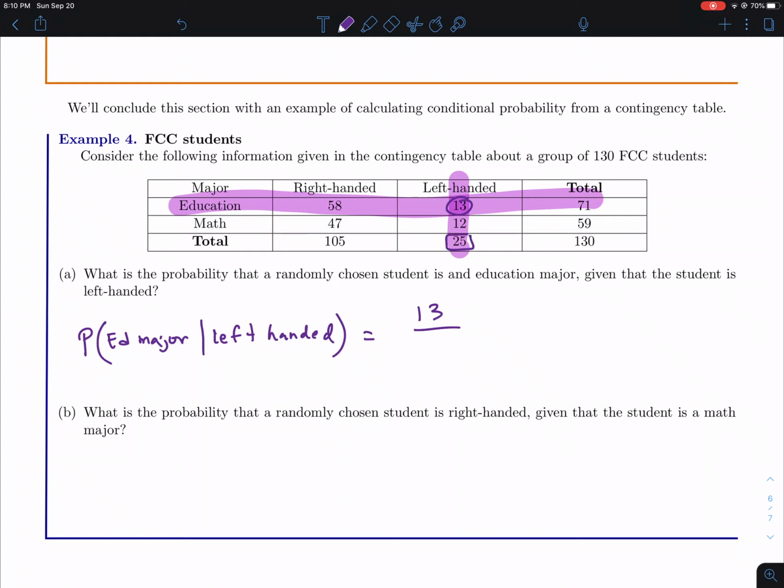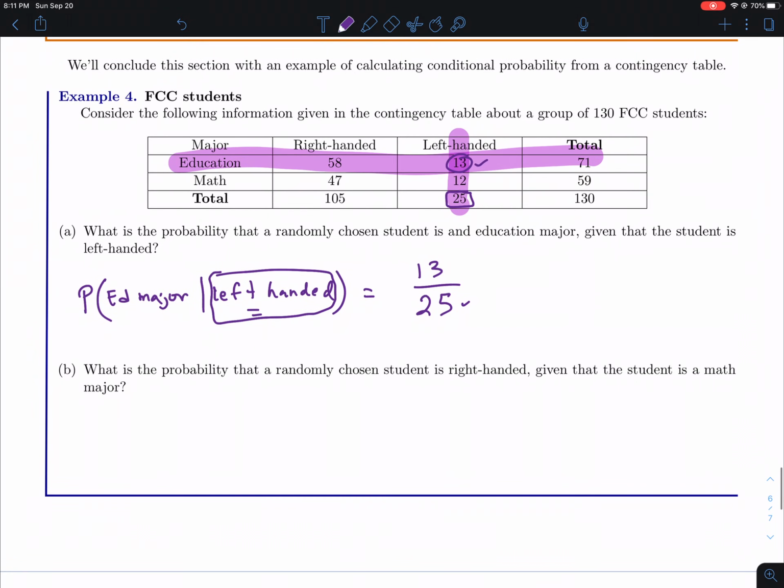So again, the last numbers give us the denominator in this case. So we're looking for the 25 because those are the only students that we're actually drawing from. So the bottom number in these conditional probabilities is always going to come from the given, like given that this person was left-handed or given this person was right-handed or whatever. So that's where we're going to get that bottom number from. The top number is going to come from where those two rows and columns actually intersect each other.